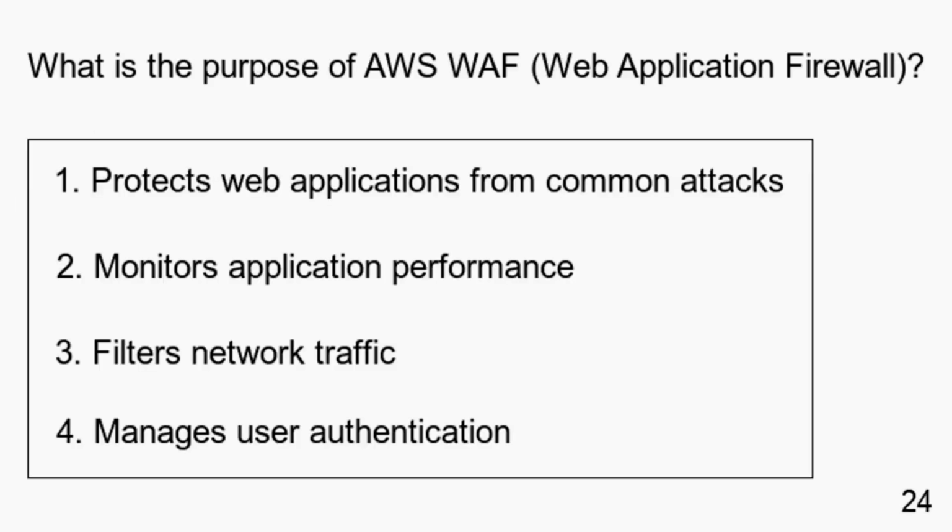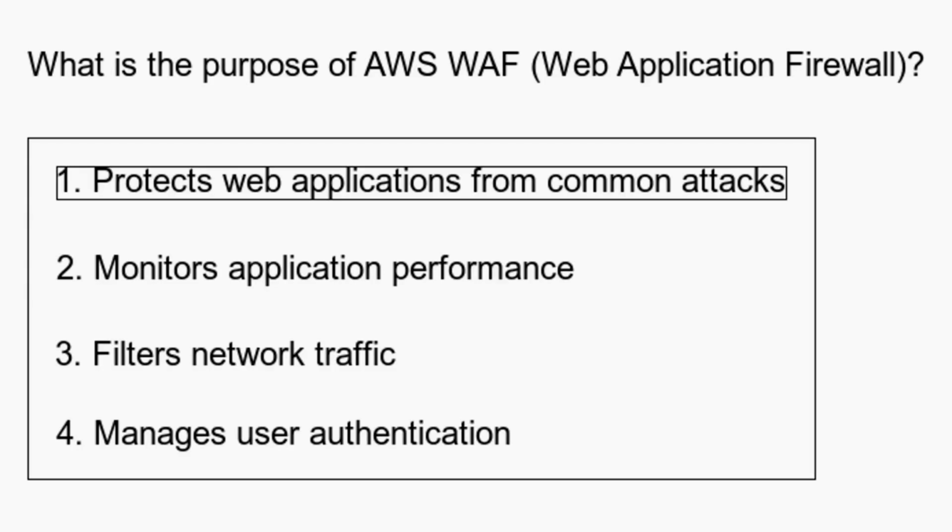What is the purpose of AWS WAF, Web Application Firewall? Protects web applications from common attacks. Monitors application performance. Filters network traffic. Manages user authentication. WAF specifically focuses on protecting web applications from attack vectors like SQL injection and cross-site scripting.